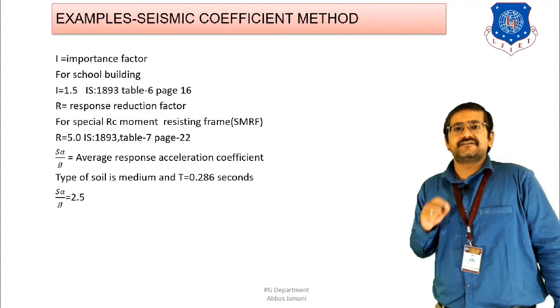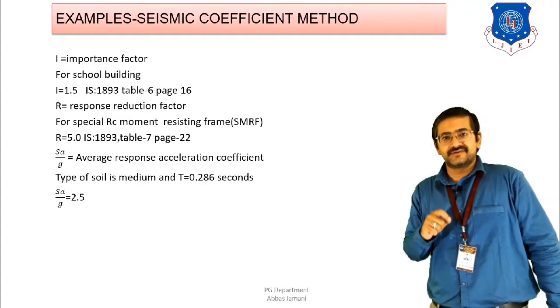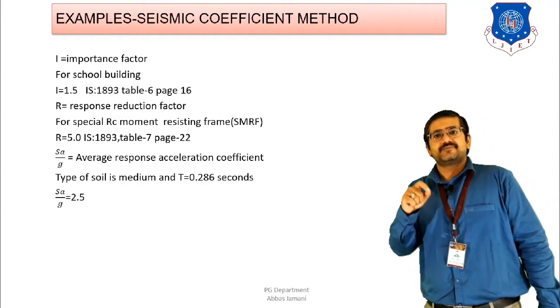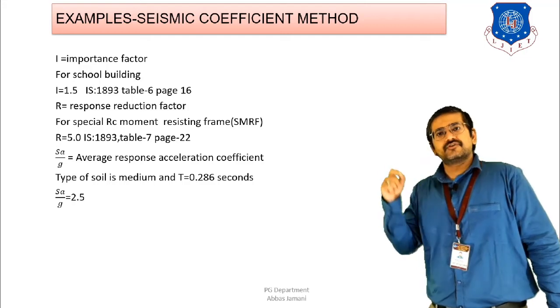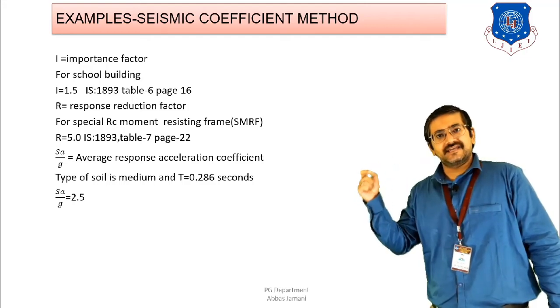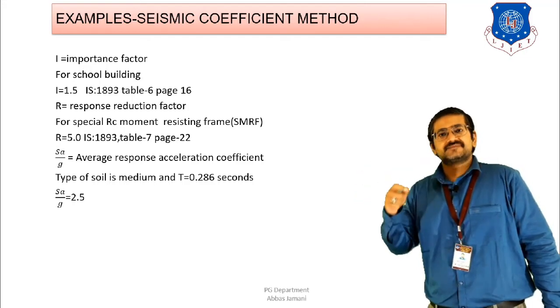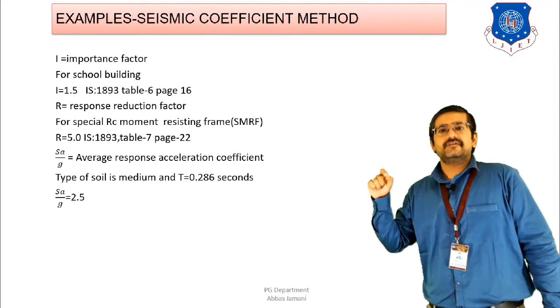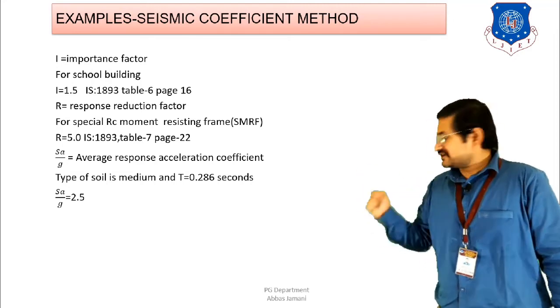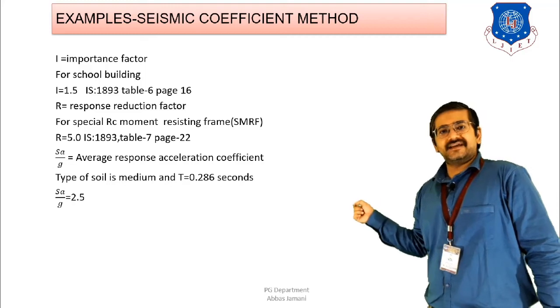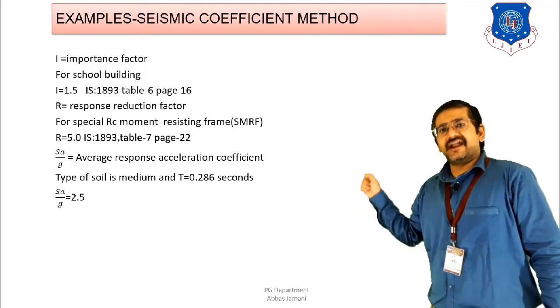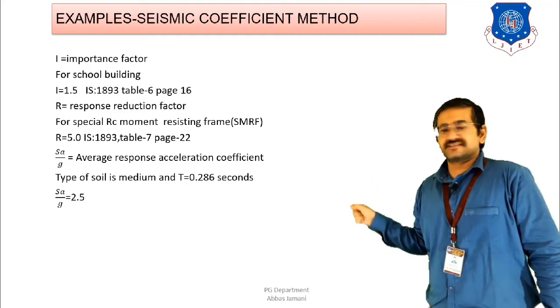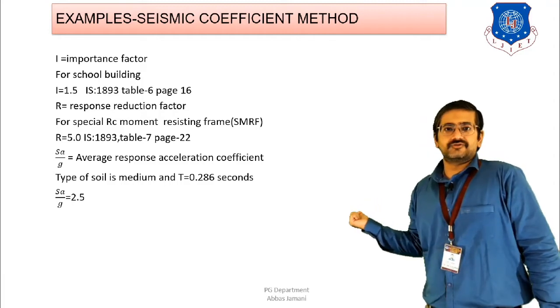The last value is the value of Sa/g, which is dependent on the time period. The time period value we have is 0.286. So we need to go to the table given in IS 1893 regarding the value of Sa/g corresponding to medium soil and a value of 0.286. When you go there, you will get that for static analysis having medium soil and time period equal to 0.286, the value of Sa/g will be equal to 2.5.